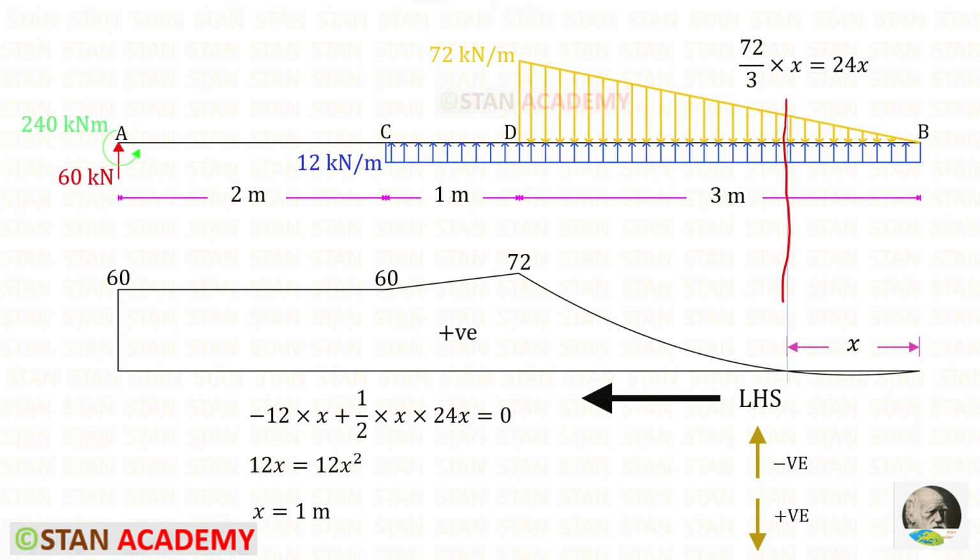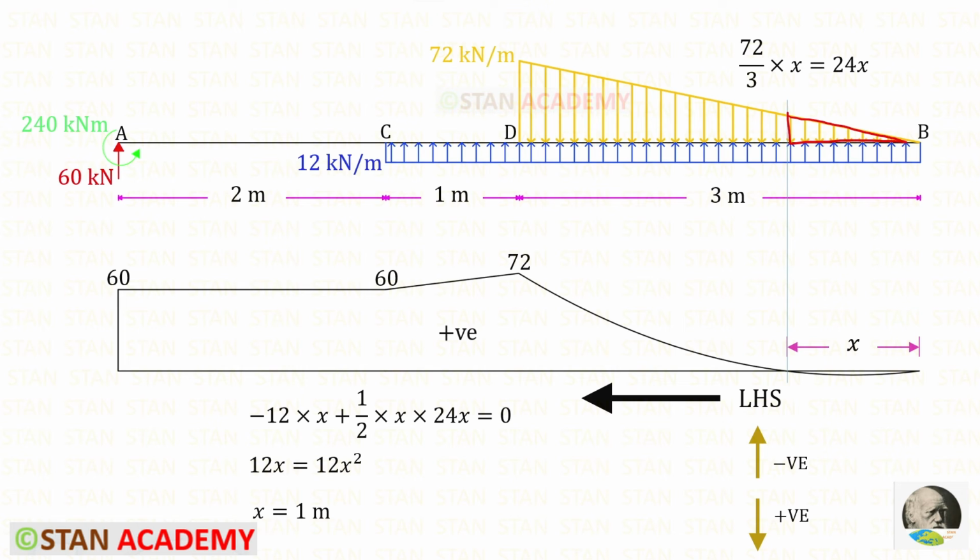In that point, let us make a section at a distance of x from the free end. Using the left hand side rule, let us find the shear force in that section, which is 0. The UDL is acting upwards, so it will be negative. We know that with the UDL, we have to multiply the distance. The UVL is acting downwards, so it will be positive. For the UVL, we have to take the area.